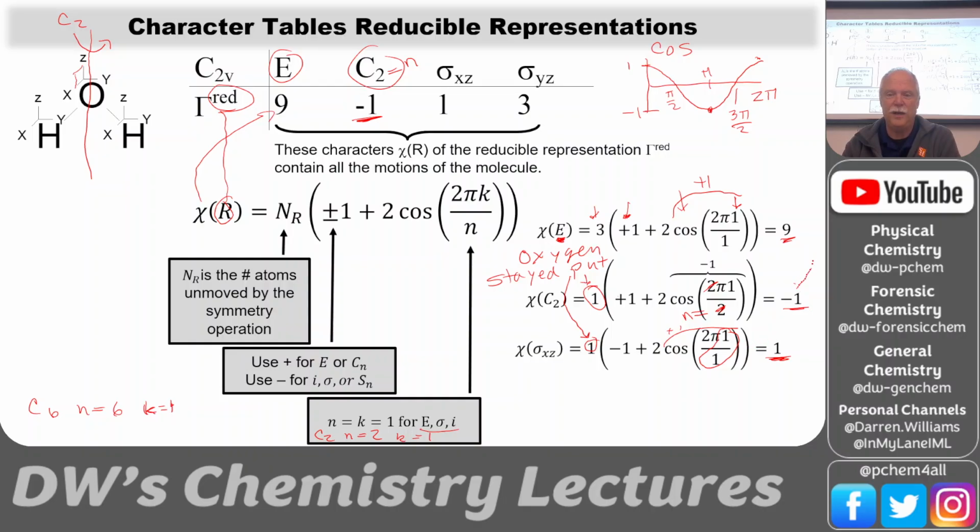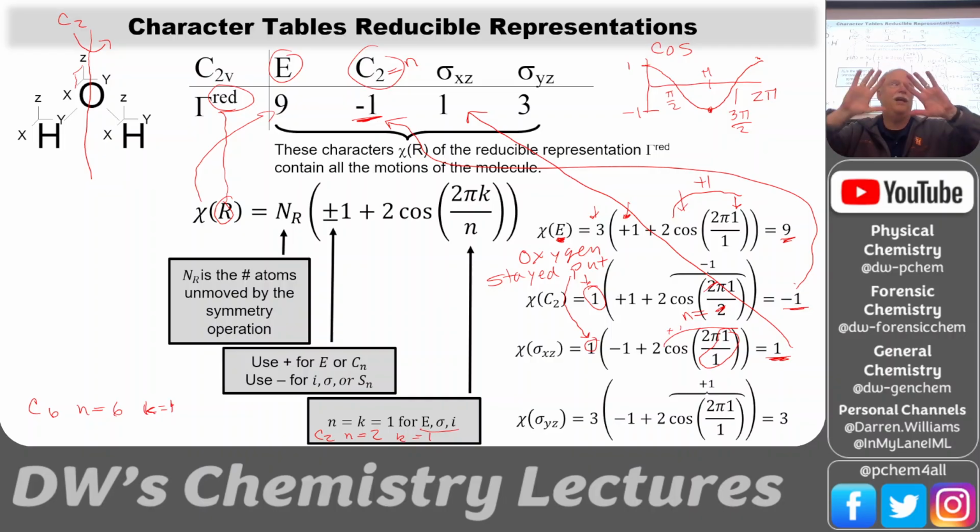And so you can see that this minus 1 went here, and then this plus 1 goes here. Now this one's going to be interesting. This next one's a reflection, but it's 3 instead of 1. And that's because all 3 atoms stayed put. We did a reflection in the plane of the molecule. The hydrogens didn't move, the oxygen didn't move.